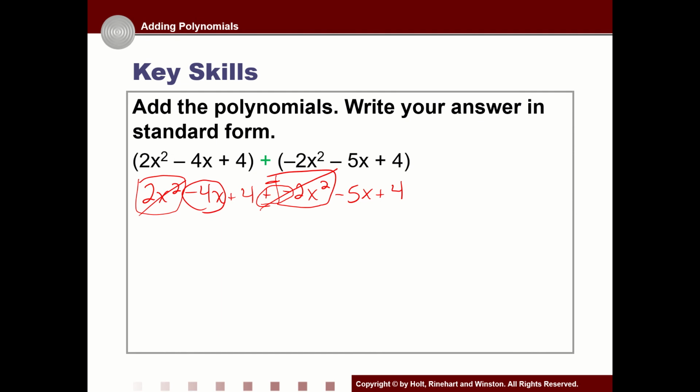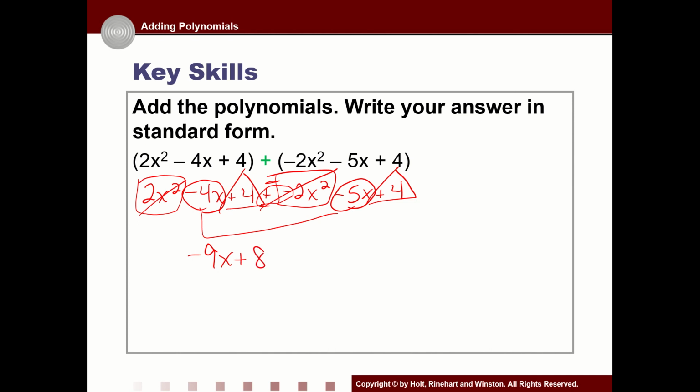I have a negative 4x. I'm looking for another term with an x. There's one. Negative 4x minus 5x gives me negative 9x. And then I have a constant of 4, another constant of 4. They're both positive, so they don't cancel each other out. We have 4 plus 4, which is positive 8.